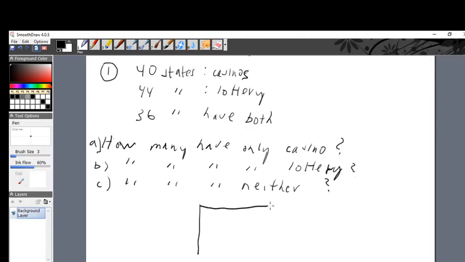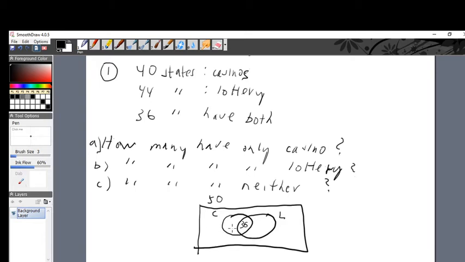Now, here's the universal set. The universal set is all the states. That means there are 50 of them. But we all know that piece of information. So on the left-hand side, let me put the casinos. And on the right-hand side, let's put the lottery. Okay, what belongs in all the sectors? Well, what belongs in the middle is 36 have both. So always start with the middle. That's the best way to go.